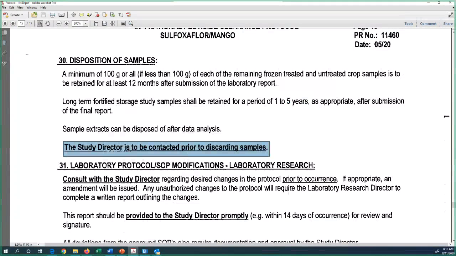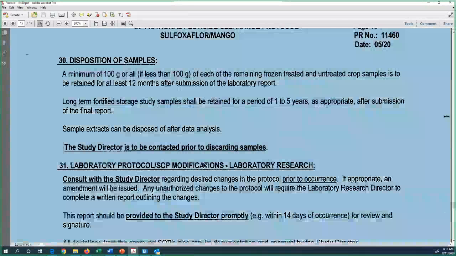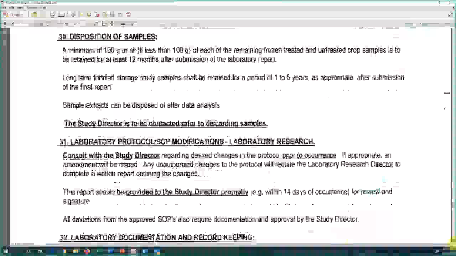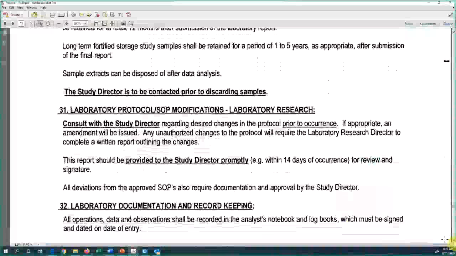Even when we get the tolerance, when we get the MRL established and EPA approved that, we still need to talk to the study director. Yes, we have these samples we need to get rid of because our freezer space is limited. You can do it before that, but typically we keep it about 5 years. So that's another time to talk to the study director. Anything changed in the protocol or SOP, you need to talk to the study director. Again, talk to the study director.